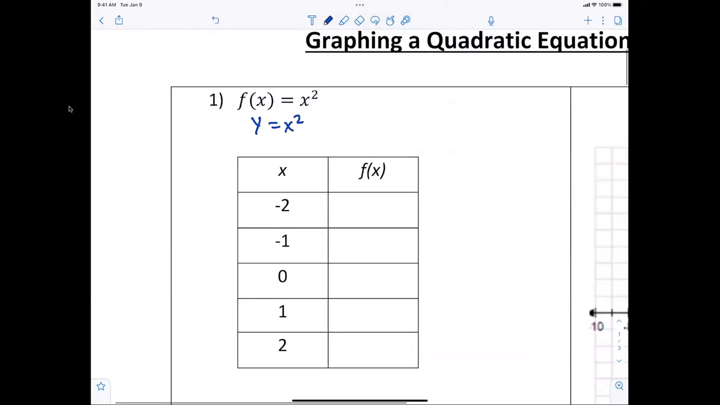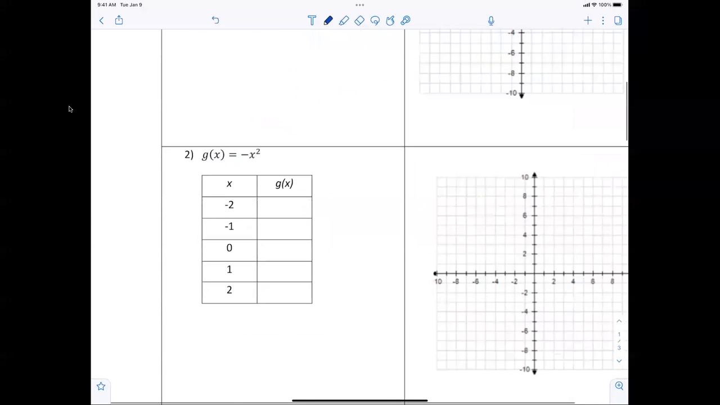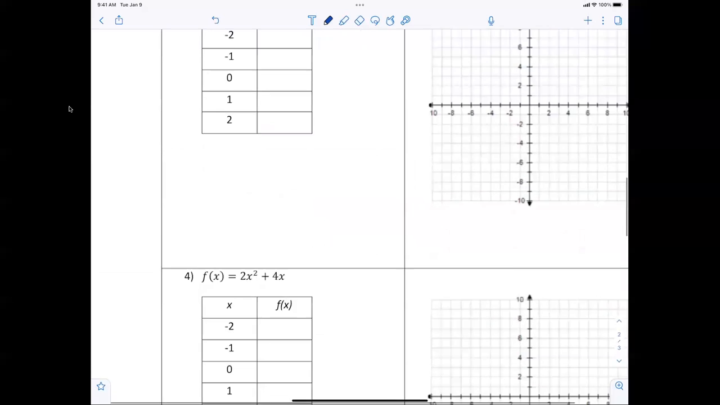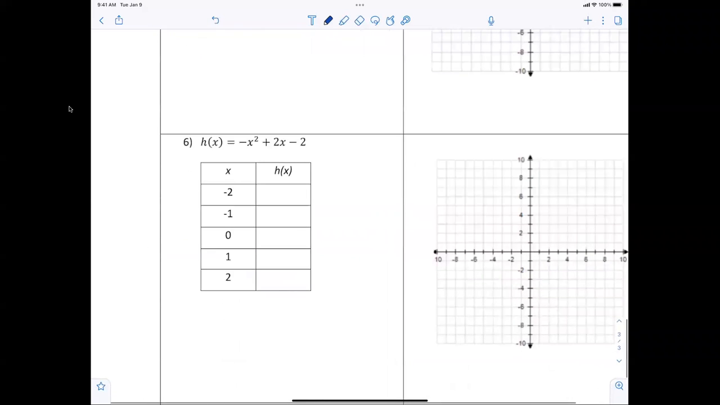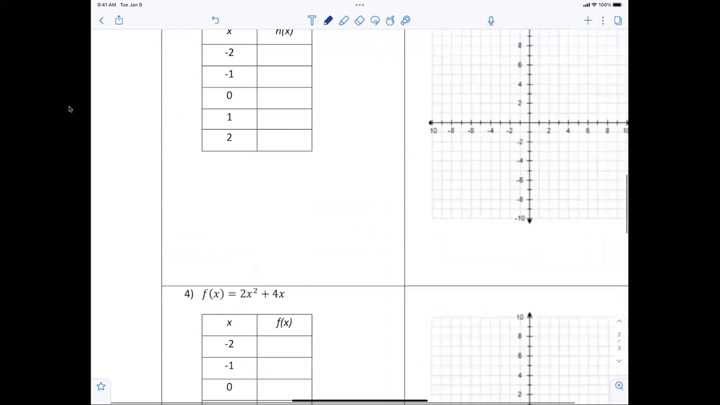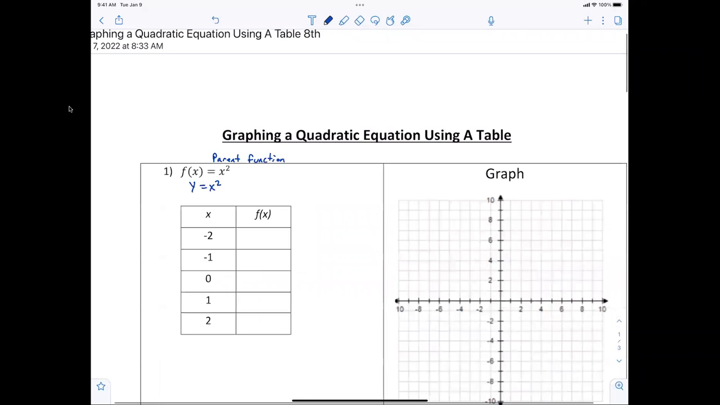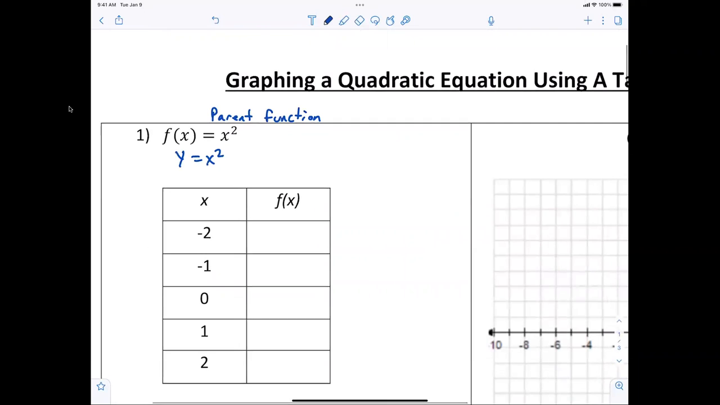All right, next year you will learn this as it's called the parent function. The reason why they call it the parent function is because it's the most basic form of that x squared. If you scroll down the page, you will see there's all different types of x squareds. But right now, this is called the parent function because it's just the most basic form.